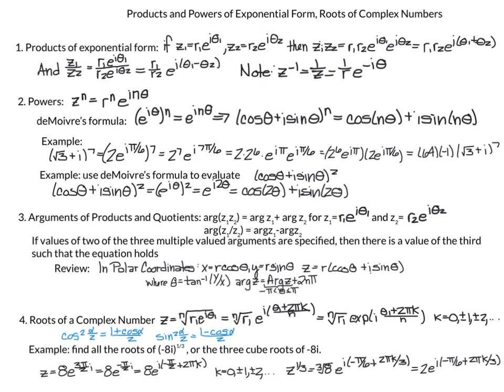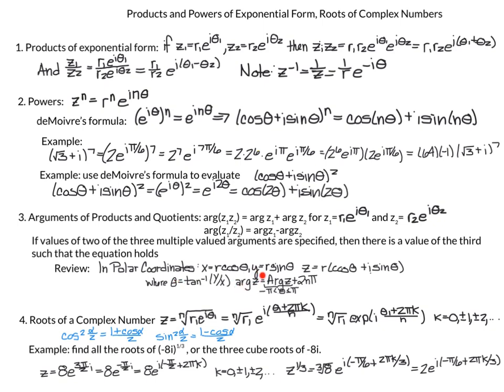The next topic we have is this property about the arguments of products and quotients. First, just to quickly review what an argument is: it's when we converted a complex number using polar coordinates, and we solved for x, we solved for y, and then we can solve for theta, from cosine theta and sine theta. The thing about theta is that once you have solved for theta, you can add any integer multiple of 2 pi, and you have another angle that will be equivalent to your original theta.